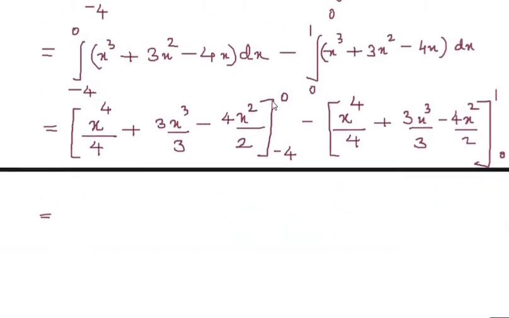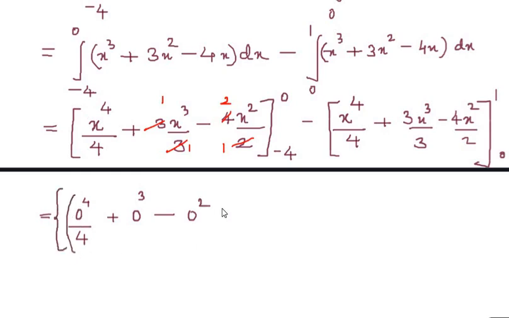Next, I'm going to substitute the upper limit and the lower limit in these terms. First, I'm going to substitute the upper limit here. So it is 0 to the power of 4 over 4 plus 3, and the 3 is getting cancelled over here, so no need to repeat them. So I get x cube, again I'll put the upper limit as 0 cube, minus, again here 4 and 2 get cancelled, so we again substitute 0 in place of x square, so 0 square. Now this is for the upper limit, this entire thing.